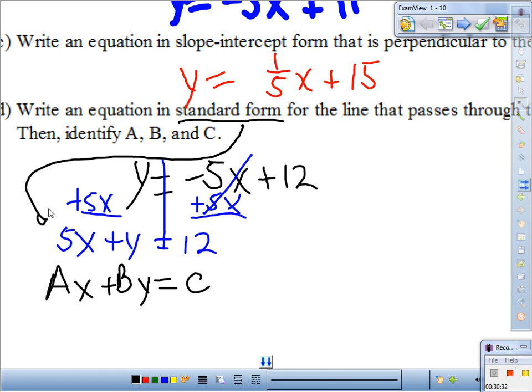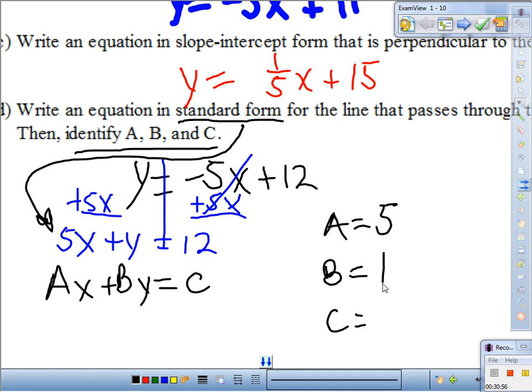Standard form. So now let's do the last part. Identify A, B, and C. So A is equal to 5, B is equal to 1, and C is equal to 12. That is problem number 1 for the Parte for Monday, the whole thing.